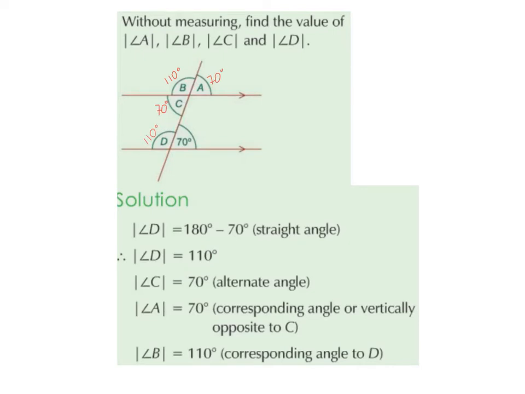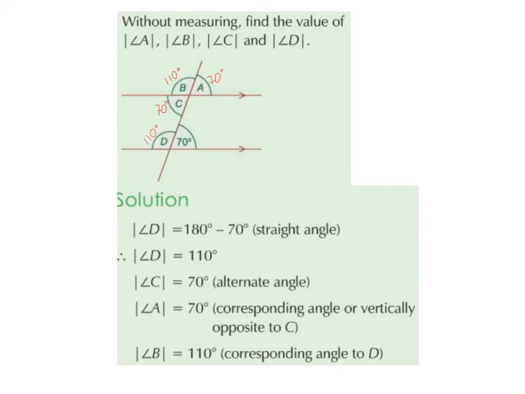Alternatively, we could have said angle B and angle C are on a straight line and they add up to 180 degrees. So 180, take away the 70, leaves us with 110. Or we could have said angle B and angle A are on a straight line as well and they add up to 180. So again, 180, take away the 70, leaves us with 110. There's loads of ways to do this. That's all we needed to know in the question, angle A, B, C and D.